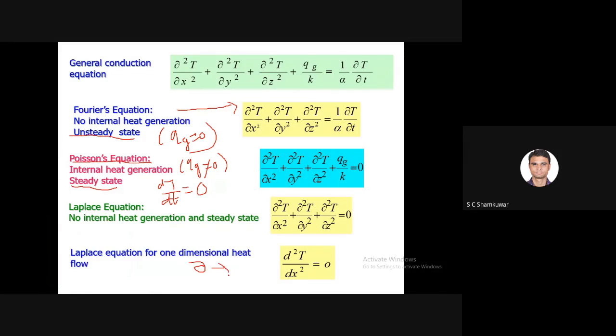Nikhil, why do we change del to d for one dimensional heat flow, in the Laplace equation for one dimensional heat flow? Why? Nikhil, are you listening? Might be due to surrounding. I want an answer. I have explained it.